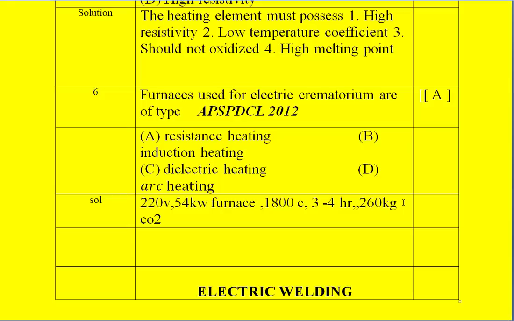So the answers given here are resistance heating is A, B is induction heating, C is dielectric heating, D is arc heating. So it comes under the category called resistance heating. So A is the right answer.